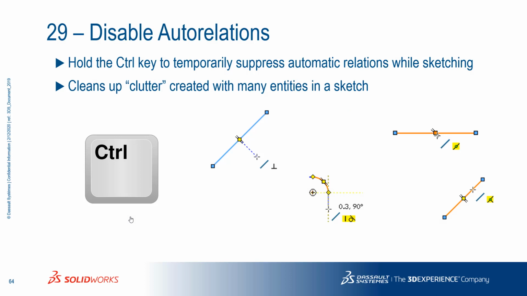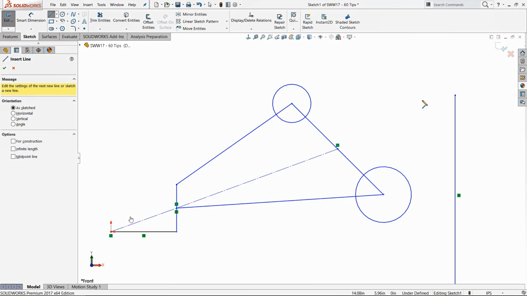Now, disabling auto relations. Imagine you're sketching and you have a lot of stuff going on. This can get incredibly annoying when you have all these dashed lines, all these witness lines, everything coming up in your face. Obviously, all that information is great, but how do you turn them off so you can model cleanly? Hold the control key. And the second you release the control key, auto relations are back on. So let's take a look at that.